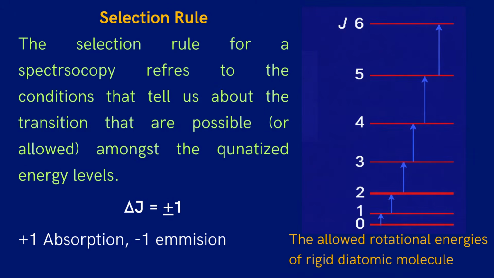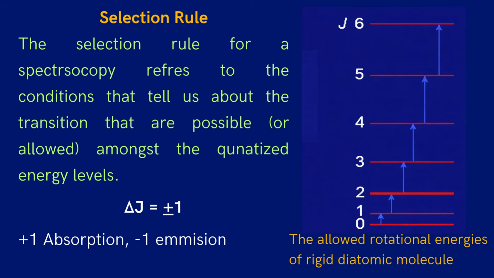A selection rule defines the condition that determines which transitions between quantized energy levels are allowed and which are forbidden during the interaction of radiation with molecules. For a rigid diatomic rotator, the rotational selection rule is delta J equals plus or minus 1. A transition with delta J equals plus 1 corresponds to absorption of radiation, where the molecule moves from a lower rotational level to a higher one.